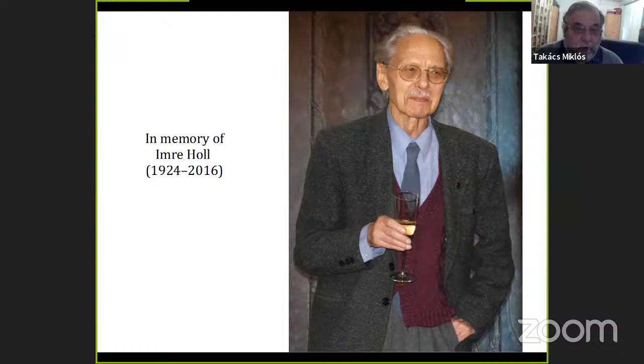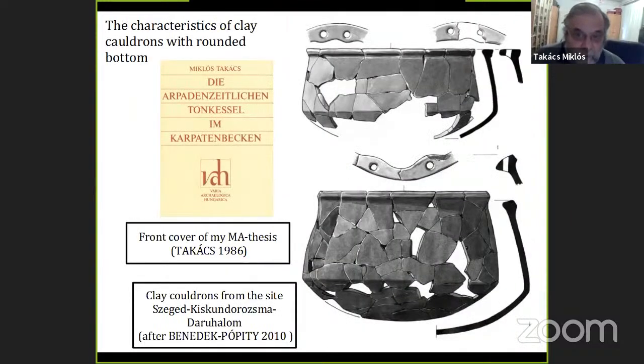Now, the first thing I have to mention is that the problem of clay cauldrons is, let's say, my oldest problem in archaeology. I was dealing with this problem since the mid-80s, when I wrote an MA, and I gradually returned to it, and I want to give you my newest points of view of my researches. The problems are always the same. What is a cauldron? How can it be interpreted? And what are the main trends to see to make a characterization and to make a classification of this very huge material?